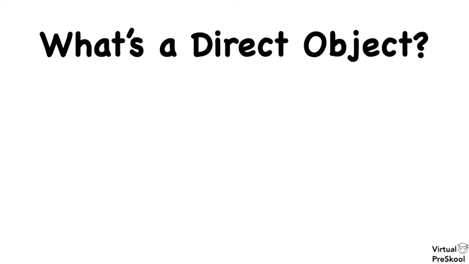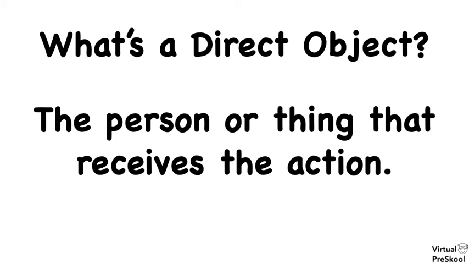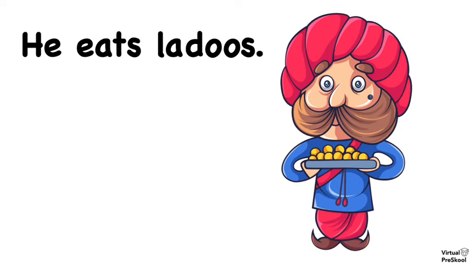Let's review what a direct object is. A direct object is the person or thing that receives the action. The action of a sentence is the verb. So we're talking about the person or thing that's receiving whatever the verb is doing. Let's look at an example.